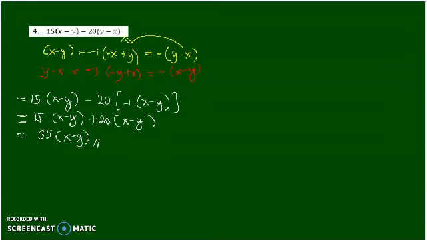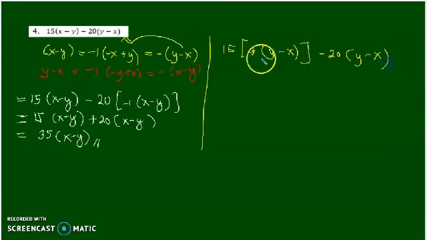Let's take the other factor. So, change x minus y in terms of y minus x. So 15, where x minus y can be expressed as negative 1 times y minus x, and then minus 20 times y minus x. 15 times negative 1 is negative 15 times the quantity of y minus x, minus 20 times y minus x.